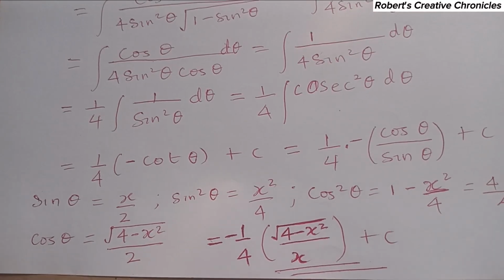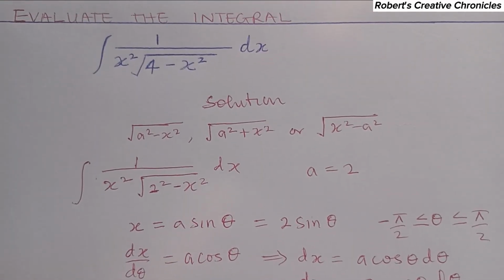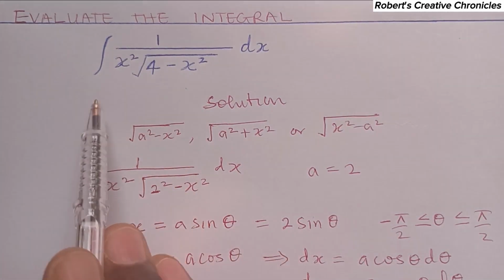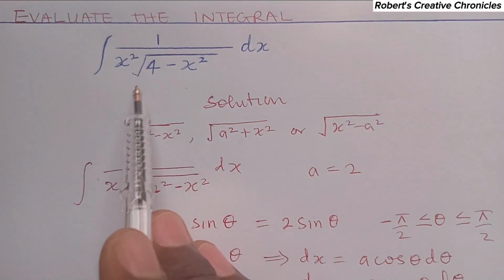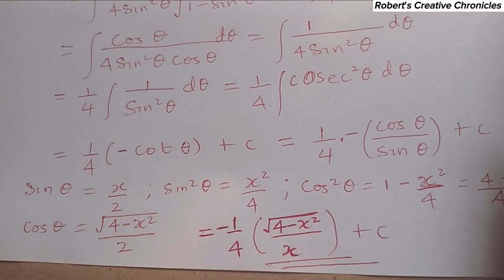So that's the integral of this. The integral of 1 over x squared root of 4 minus x squared dx is this.